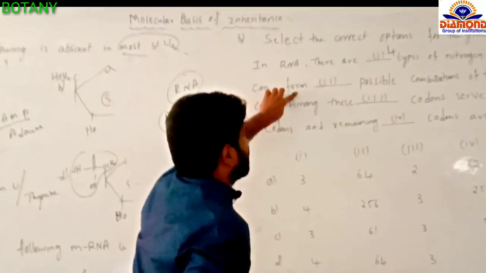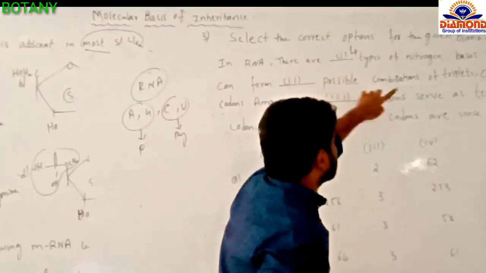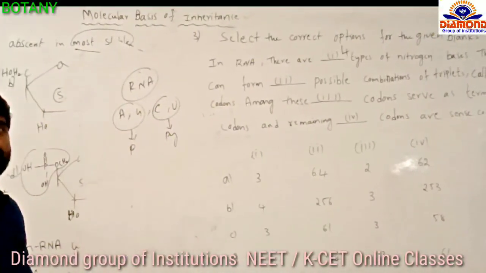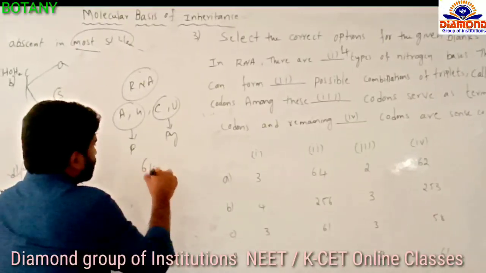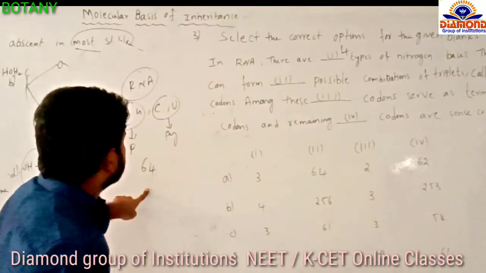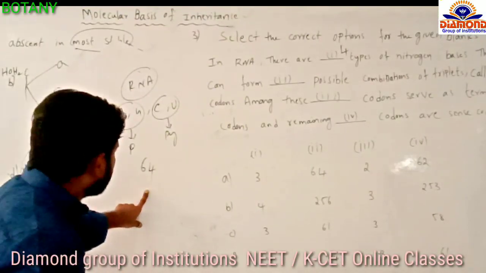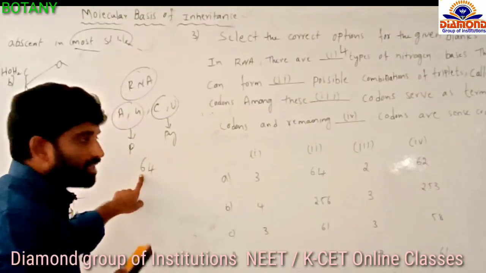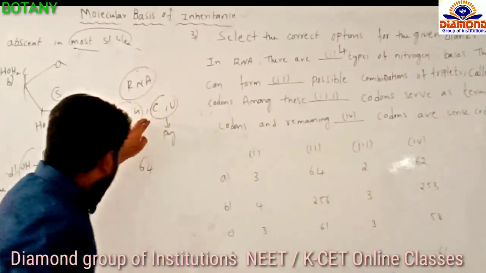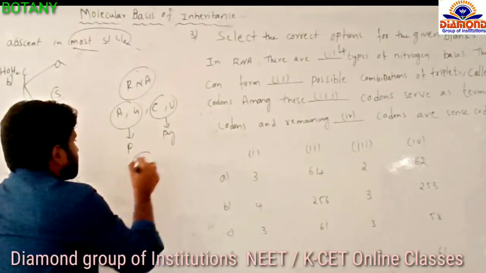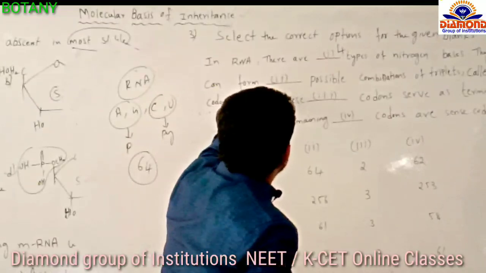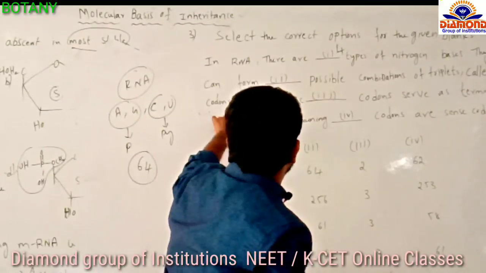They can form dash possible combinations of triplet codons. So you know about that. These 4 nitrogen bases can form 64 codons. They can form 64 possible triplets, as you know, we have seen in the genetic code. So by using these 4 nitrogen bases only, we get the 64 triplet codons. They can form 64 possible combinations of triplets called codons.